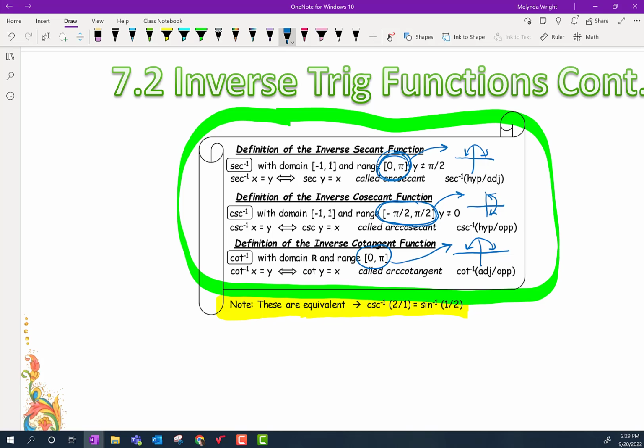Okay, are there any questions so far? All right, so we have 5 examples on the next page. 5 examples, so let's look at that.